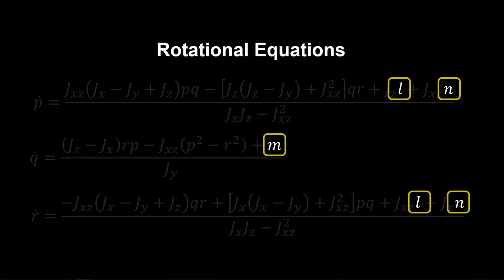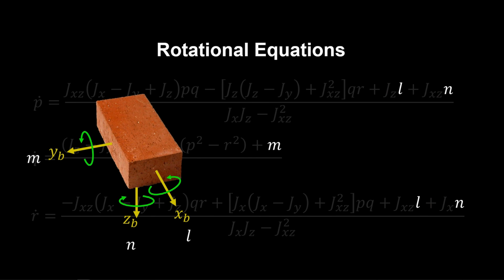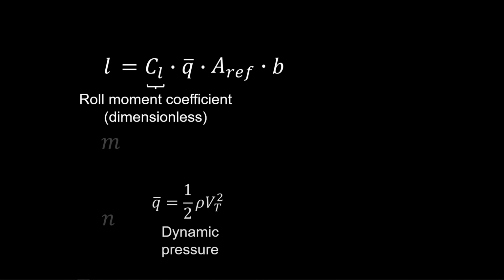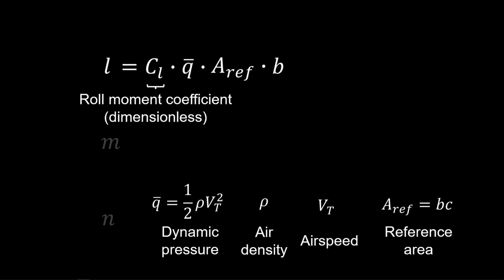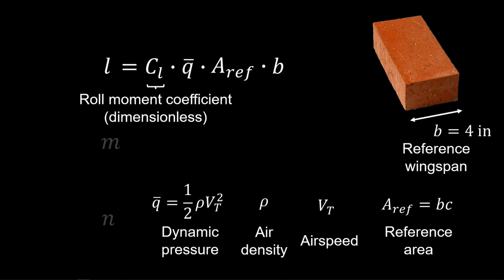Let's discuss the formulas we will use to quantify the aerodynamic damping in these moments. We'll start with the roll moment L. The roll moment is the coefficient of roll, CL, times dynamic pressure, times reference area, times reference wingspan, where dynamic pressure is 1/2 air density times airspeed squared. And the reference area is reference wingspan times reference wing chord.